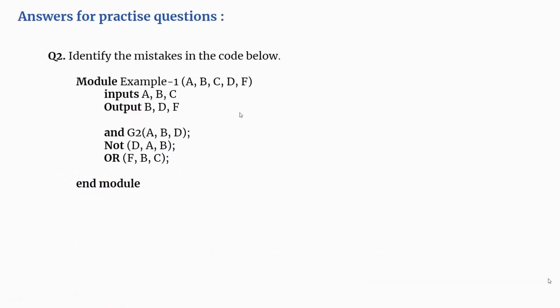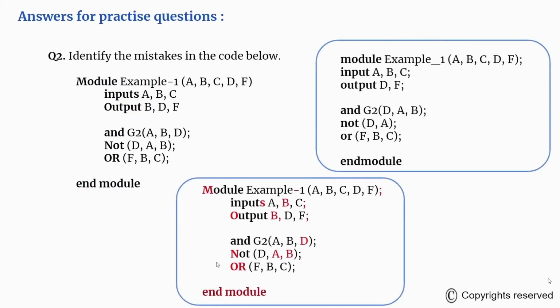In this question, it is asked to identify the mistakes in the code below. Let's see. Here I have highlighted all the mistakes, and this is one of the correct codes that are possible. In the keyword module, M is capital, which is not correct. All the letters in module have to be lowercase, and Input is not a keyword, input is a keyword. There is a hyphen used in the module name, which is not allowed, and the statements have to be terminated with semicolons, where you can see these three statements are not terminated with semicolons.